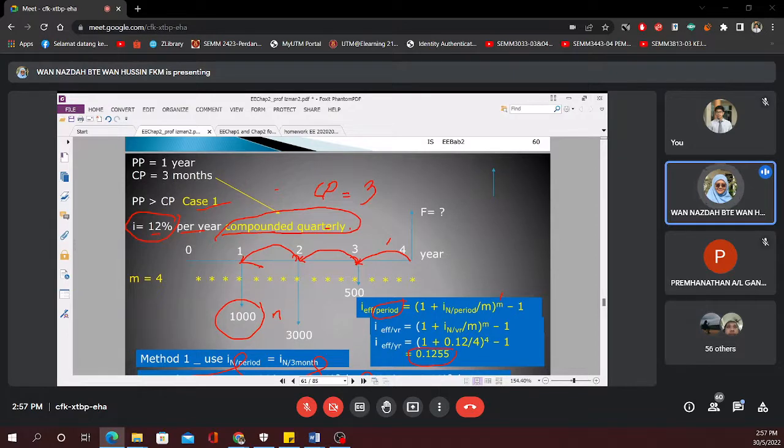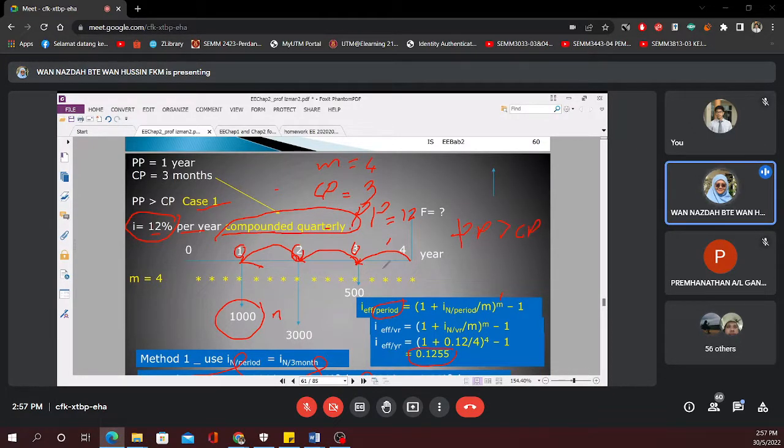And for this one, your M is, kalau compounding period quarterly, maksudnya for a year 4 times. Okay. And we need to see the payment period. All right, so the payment period happened at year 1, at year 2, and at year 3. So the payment period is 12 months. Okay, so for this case, the payment period is greater than compounding period.